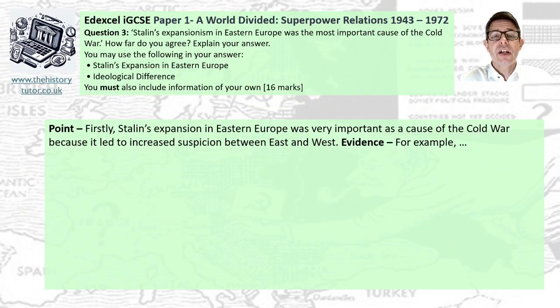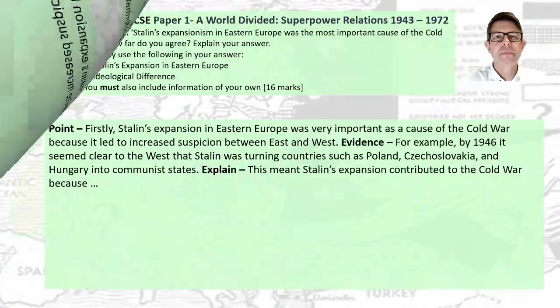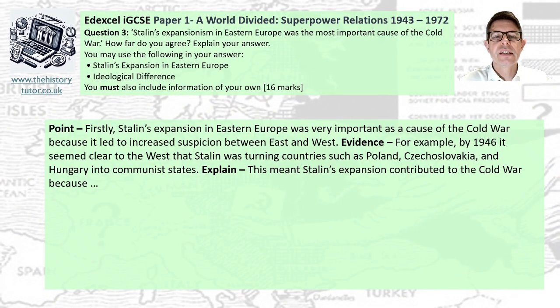Okay, so I said, firstly, Stalin's expansion in Eastern Europe was a very important cause of the Cold War because it led to increased suspicion between East and West. Okay, so now give an example. So you can obviously talk about expansion in Eastern Europe, mention some countries and dates of when things were happening. Pause now and away you go. Okay, so I said, for example, in 1946, it seemed clear to the West that Stalin was making countries like Poland, Czechoslovakia and Hungary communist. You could mention the free elections and information about that if you know some of those ideas as well.